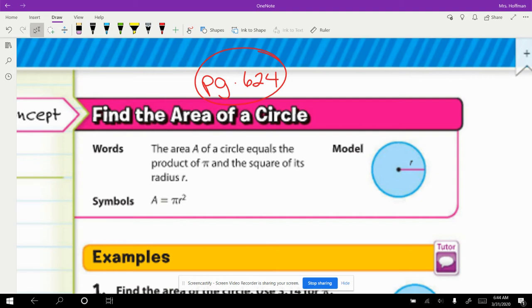Now we're going to start to find the area of circles. So we're starting on page 624. I skipped a couple questions on the previous page. You can answer them or not, but we're going to jump right in and look at some formulas.